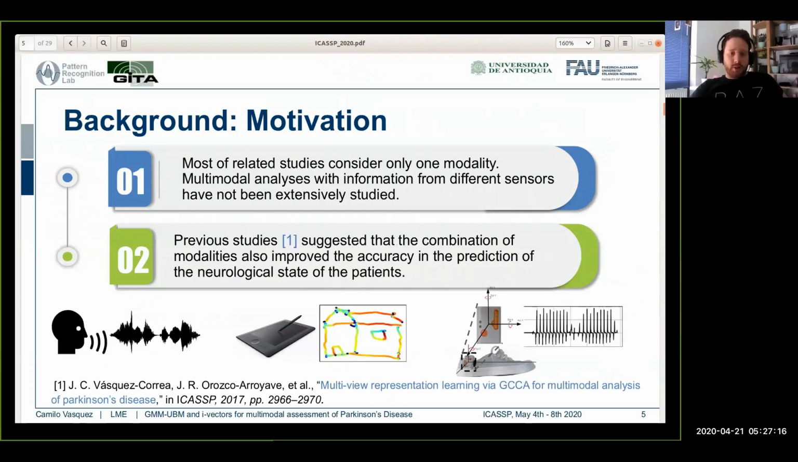According to the literature, most of the related studies consider only one modality, and multimodal analyses, like those considering information from different sensors like speech, handwriting, gait, or electromyography, among others, have not been extensively studied. The main reason for that is the lack of available multimodal data for the assessment of the patients. In previous studies, we also showed that the combination of different modalities is helpful to improve the accuracy of the prediction of the neurological state of the patients.